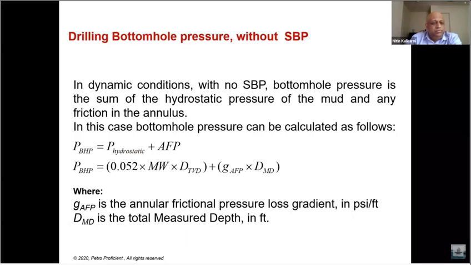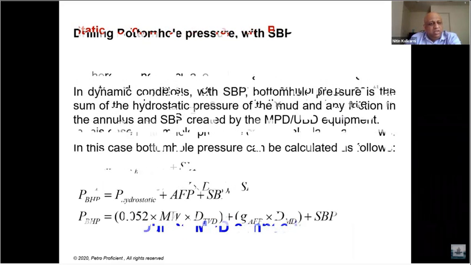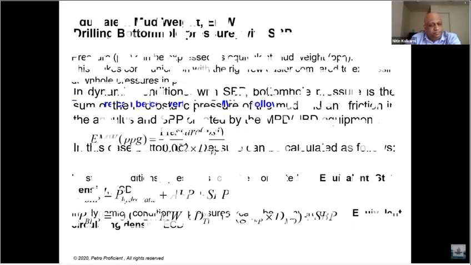So when you calculate your bottomhole pressure while drilling without surface back pressure, that is circulating, this would be the equation that you would use. When you are doing MPD connections, then you are not circulating, so you only have hydrostatic pressure, but you have surface back pressure. And this is the equation for that. Again, when you are drilling on bottom but you are using surface back pressure, then you have more components to it. And this is the equation for that.